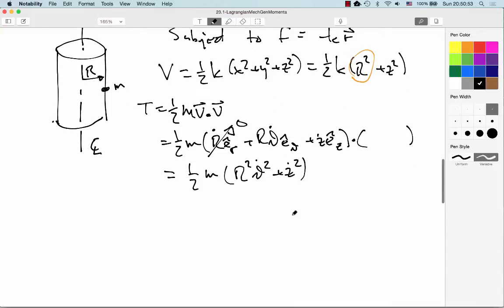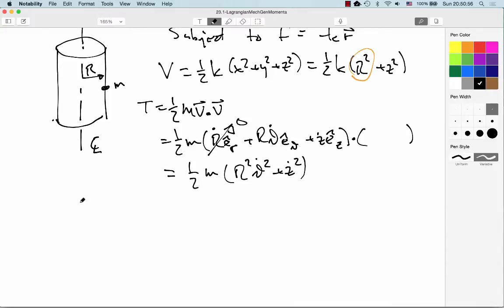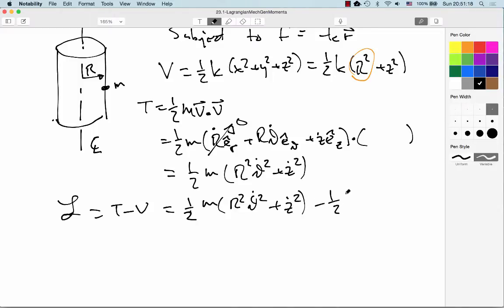All right, so we've got our T, we've got our V, so we can get us a Lagrangian, T minus V. So it'll be 1/2 m (r squared theta dot squared plus z dot squared) minus 1/2 k (r squared plus z squared). I'll leave in the r squared, but if you want to drop that r squared, it really doesn't matter.